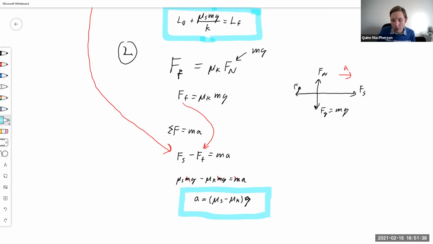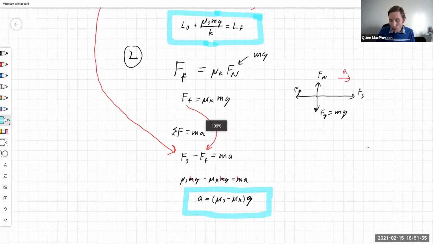We could check the units of this one up here. Length, yeah, length is length. That works out. Mu is unitless. Mg is newtons. K is newtons per meter. The meter comes up on the top and we get length, length, length. Okay, so units work for both of them. These are the two answers for this problem.